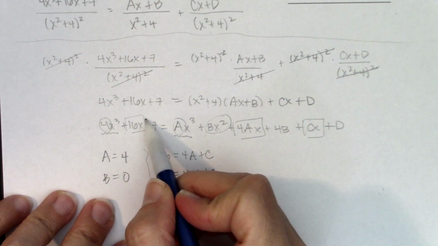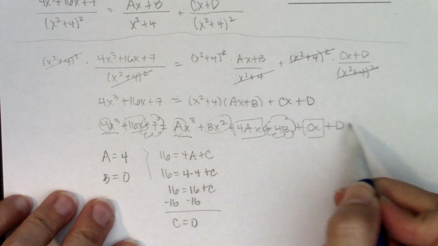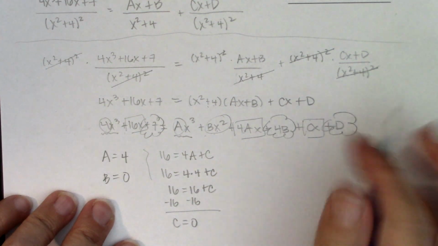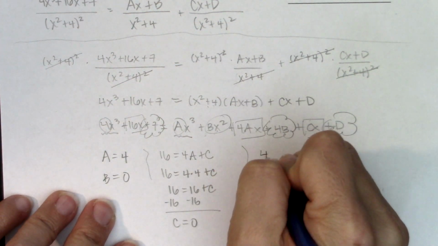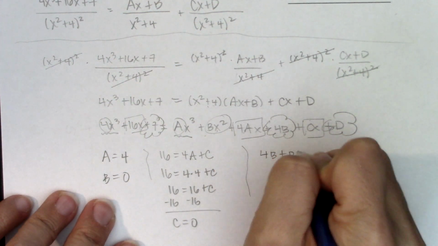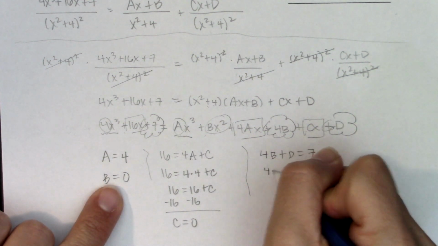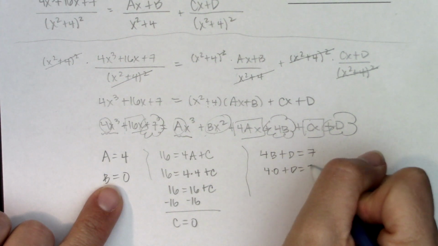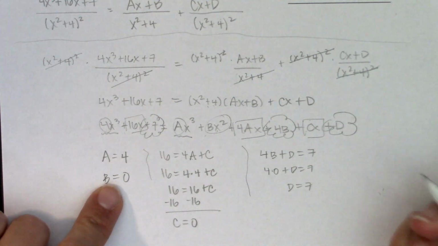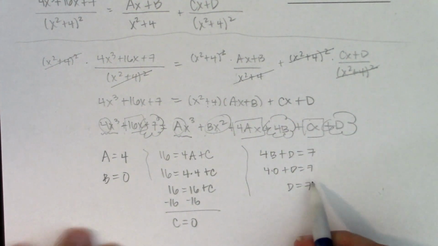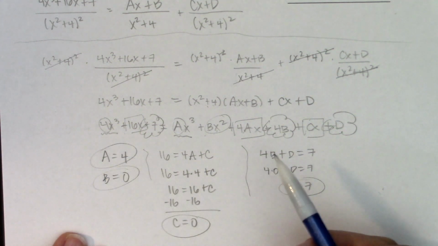All right, let's put bubbles around the constant. We got 7, I got 4b, and I've got d. So I know 4b plus d has to equal 7. Let's see what we get from this. So 4b plus d has to equal 7. All right, well, we knew b was 0. So 4 times 0 plus d has to equal 7. So d has to equal 7 because 4 times 0 is just 0. All right, so here are my constants, right? d is 7, c is 0, b is 0, a is 4.